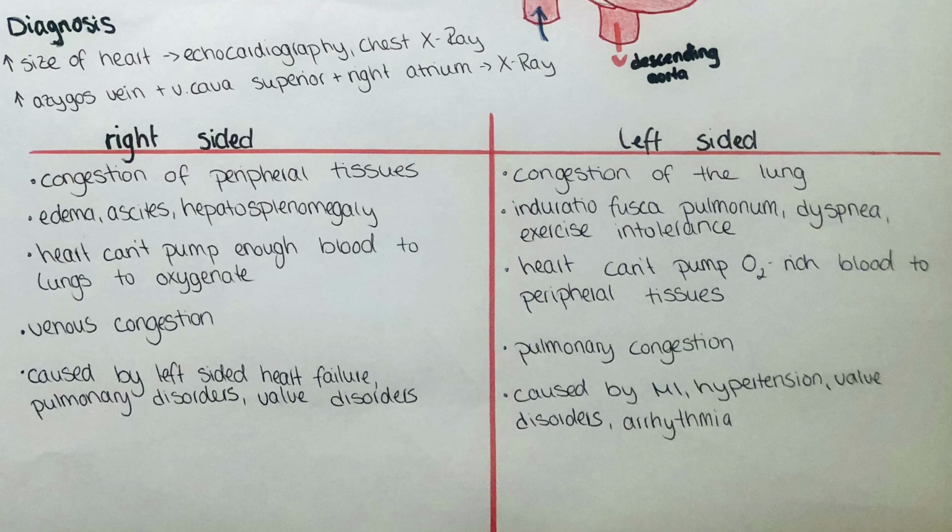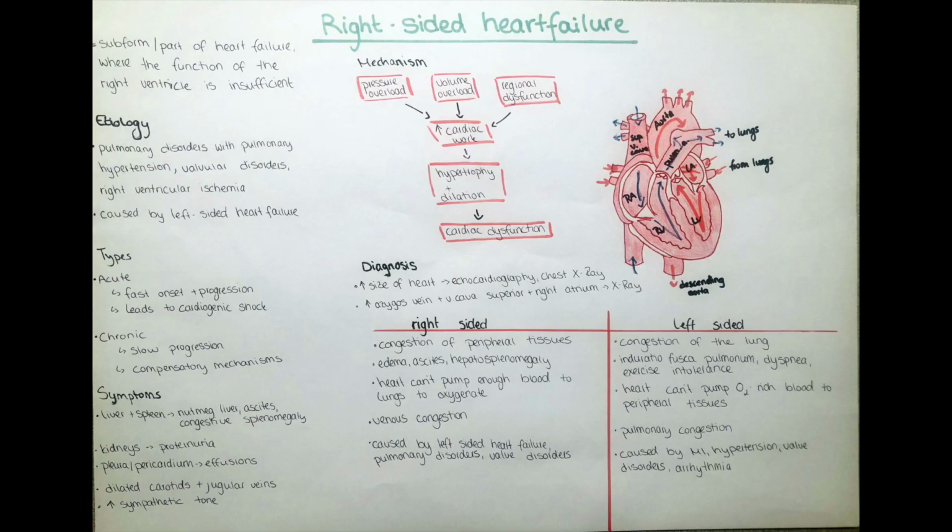The causes in left-sided heart failure differs. It's often caused by hypertension for a long time, valve disorders, arrhythmias, or even myocardial infarctions. The right-sided heart failure is often due to left-sided heart failure, as we said, but can also be due to primary pulmonary disorders or also valve disorders.